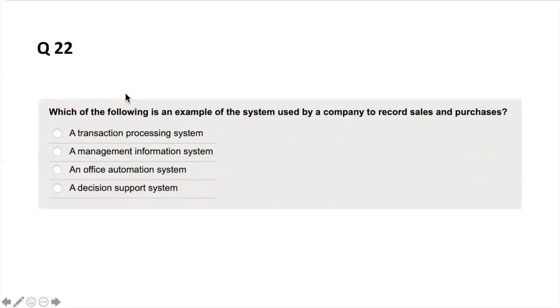Question number 22. Which of the following is an example of the system used by a company to record sales and purchases? Now, right off the bat, you can see that the word sales and purchases are actually transactions. So if you just know what these things are, logically, option A would probably come to mind, because you need to have a system that records these transactions.